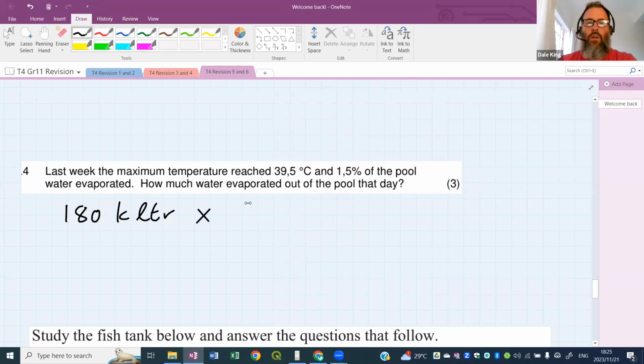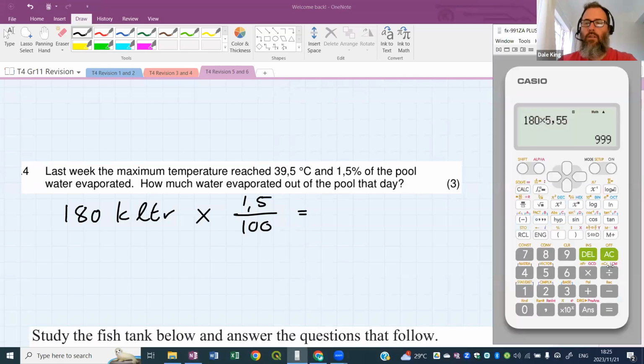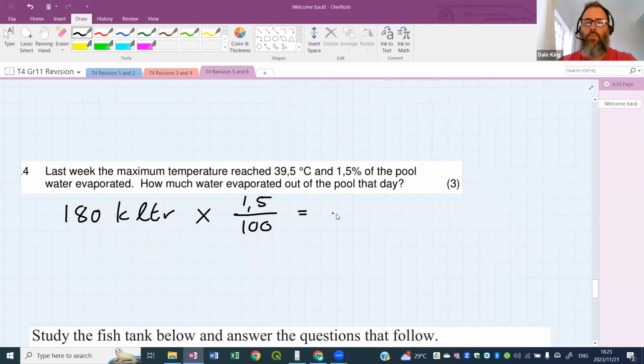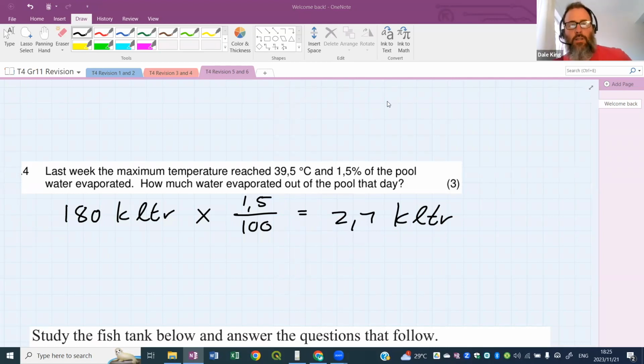So we need to say 1.5% of this. Nice and easy. All right, so 180 times 1.5 over 100. We know how to work out a percentage. 2.7 kiloliters of water. Don't forget the units. Yes, you all got it. Well done. Excellent. All right. That's the warm up.